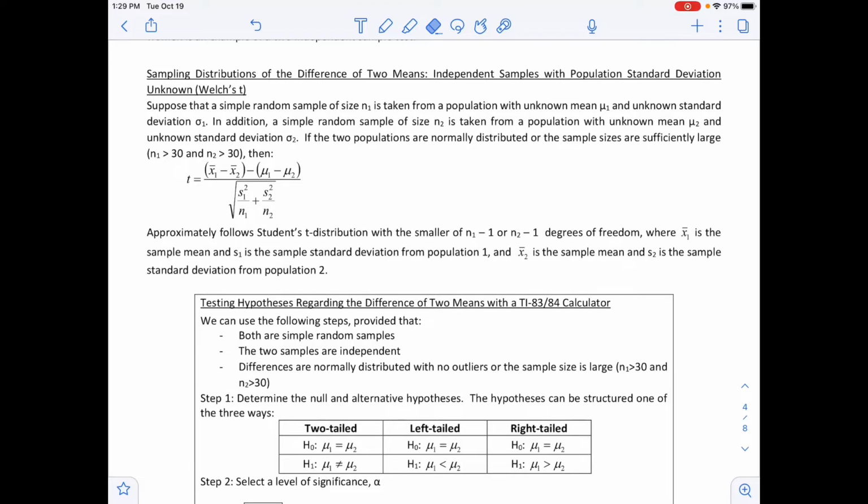If the two populations are normally distributed or the sample sizes are sufficiently large, we say if n1 is greater than 30 and n2 is greater than 30, then we can calculate our test statistic, or our t-value, using the following formula. It approximately follows the student's t-distribution with the smaller of n1 minus 1 or n2 minus 1 degrees of freedom, where x1 bar is the sample mean and s1 is the sample standard deviation for the first population, and likewise x2 bar is the sample mean and s2 is the sample standard deviation for population 2.